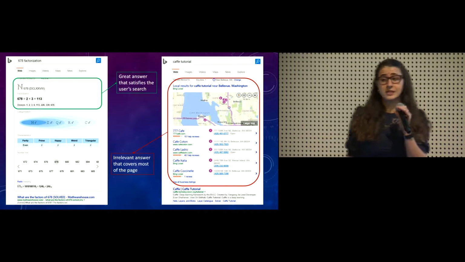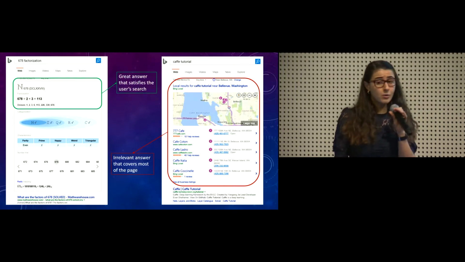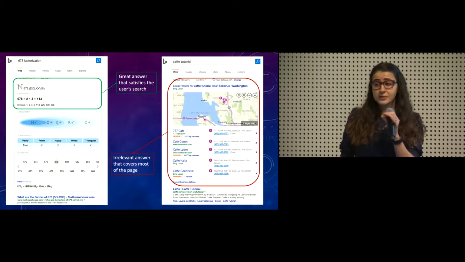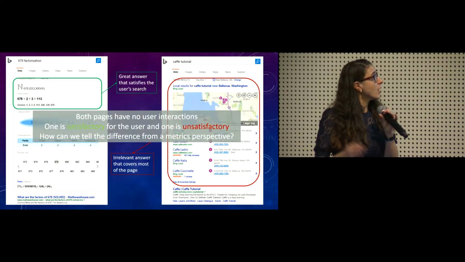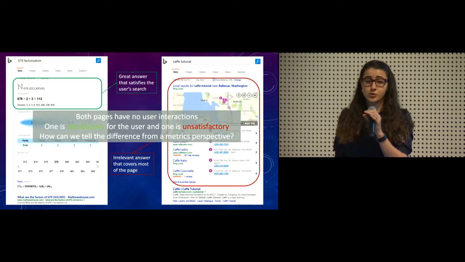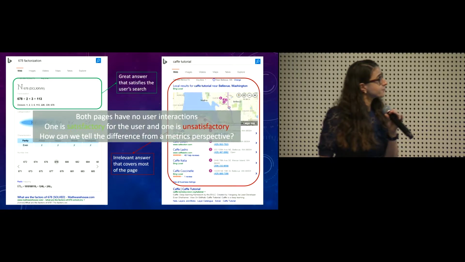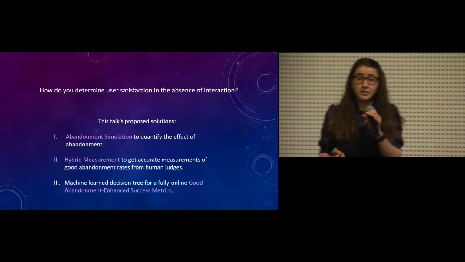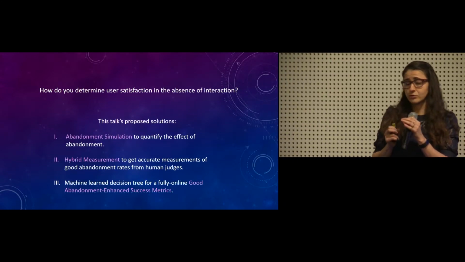So now we have two examples where the user is not interacting with the page at all. However, in one of them, the user is very satisfied, and in the other, the user is not satisfied at all. So how are we able to tell the difference between those two, given that there are no interactions, or particularly there are no clicks on the page at all? So this is what I'm going to be talking about today. How do we determine user satisfaction in the absence of interaction?